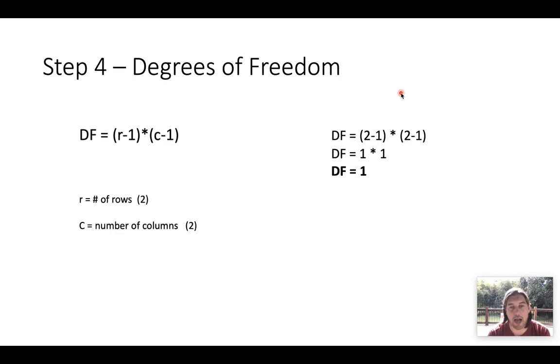So I had 2 rows and 2 columns, right? Because I had male and female, that's 2. And then I had Republican and Democrat, that's 2. So I had 2 rows and 2 columns. 2 minus 1 is 1, times 2 minus 1 is 1, gives me 1. So I have 1 degree of freedom for my chi-square test of independence. I'll give you a second to look at this again.